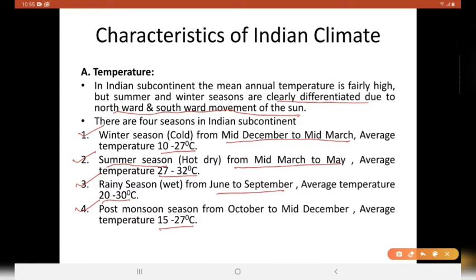These are the average temperature ranges. The temperature may be higher or lower than the said ranges due to other factors such as nearness or remoteness from the sea and altitude.